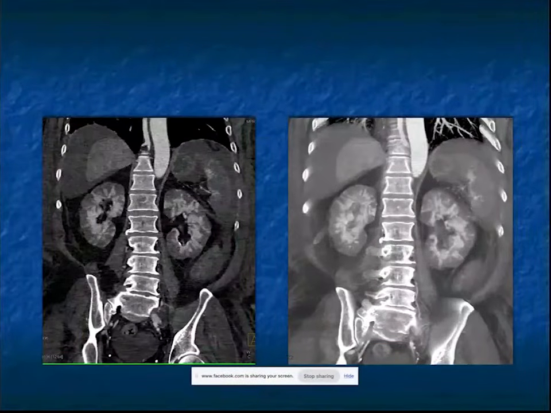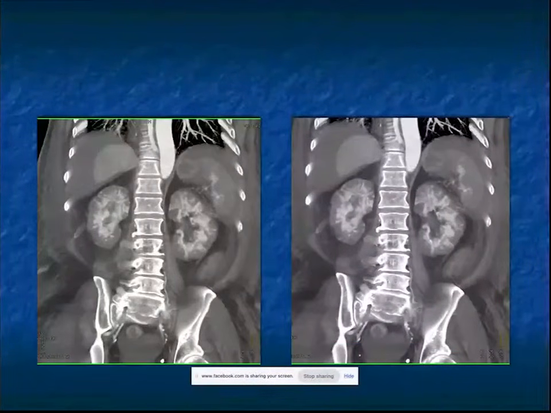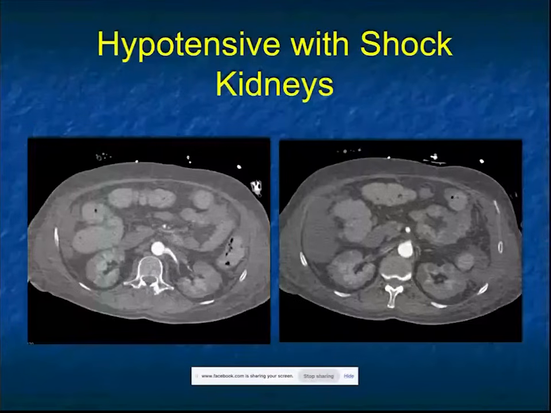A really, really nice example, beautifully shown, particularly on the coronal and the coronal 3D volume rendered image, which you see here as well. And this was a hypotensive patient with developing shock in the kidneys and the other findings of small vessels, poor liver and splenic enhancement, poor bowel enhancement as well.